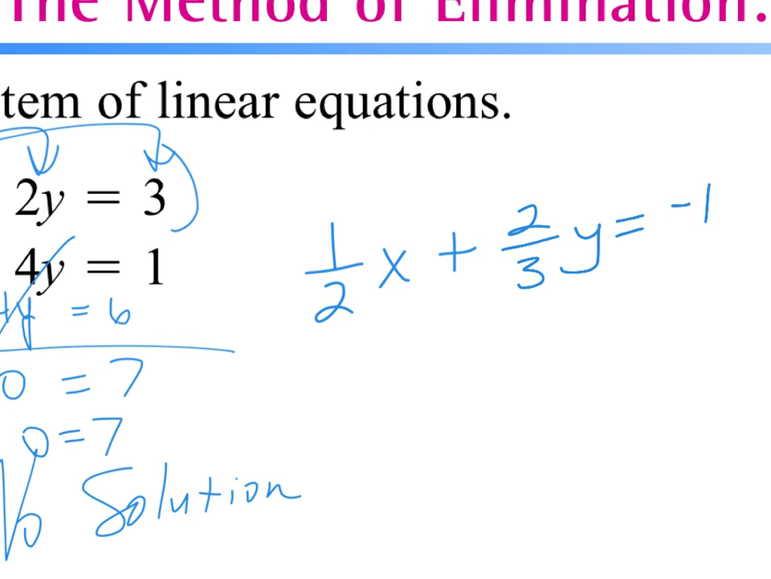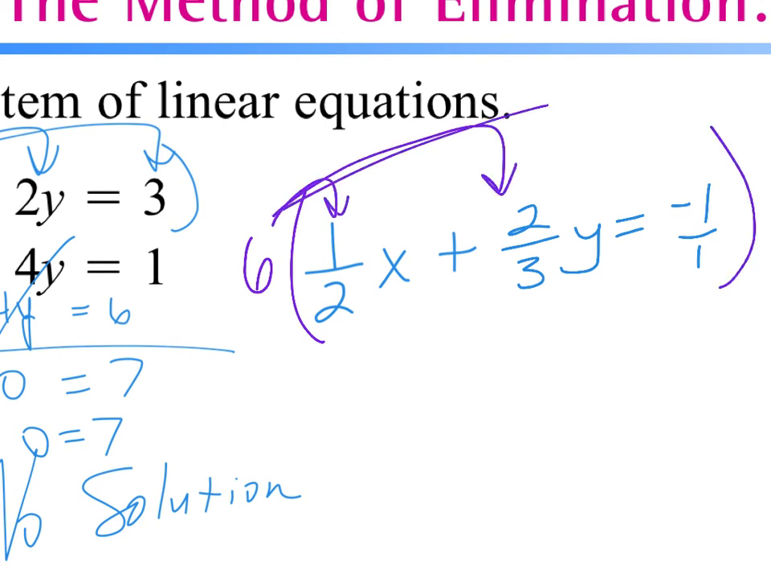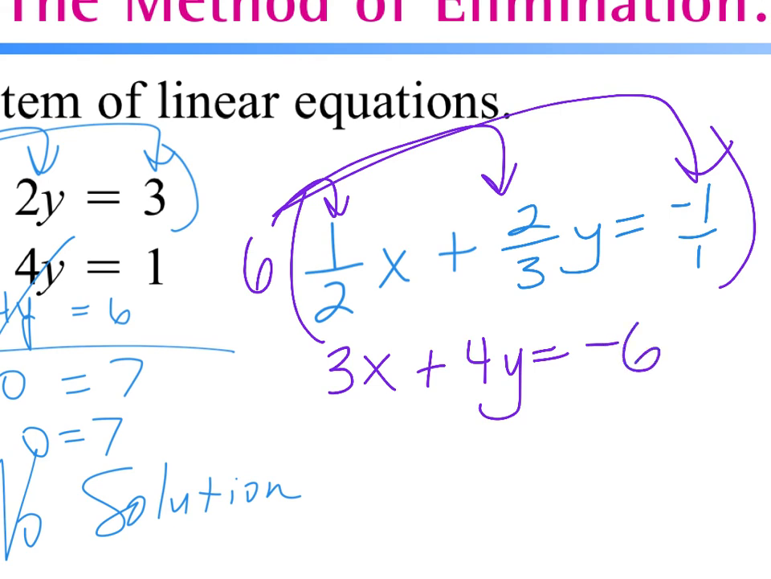Yep. If you get a common denominator, what would be a common denominator between 3, 2, and 1? 6. So watch. Can I multiply everything by 6? Yeah. What would happen in the first fraction with 6 times 1/2? What would that become? 3x. 6 times 2/3. What would that become? 3 goes into 3 once. 3 goes into 6 how many times? 2. And then 2 times 2 would be 4y. And then -6. You guys see what I did there?